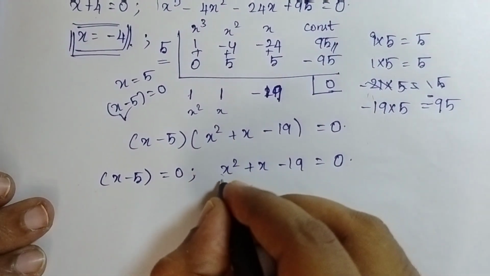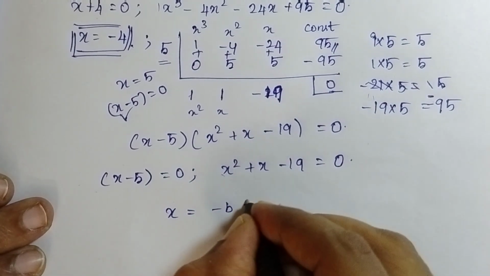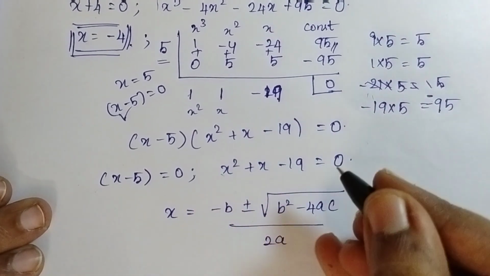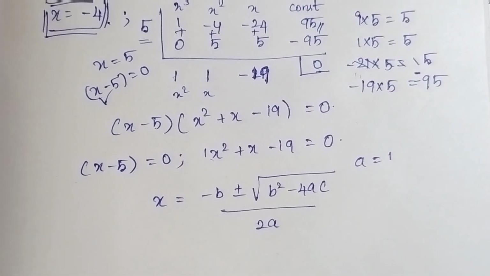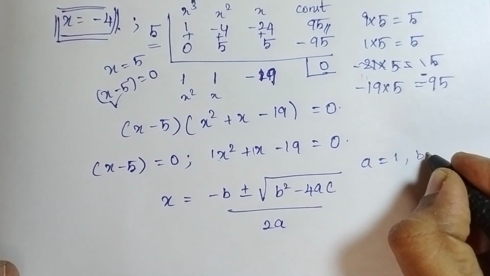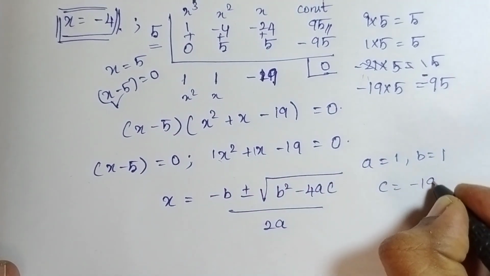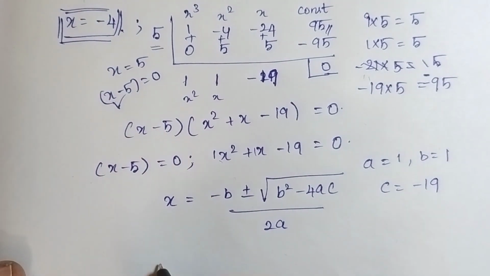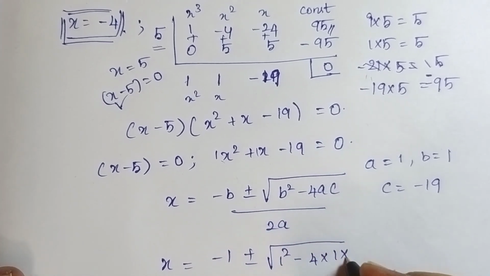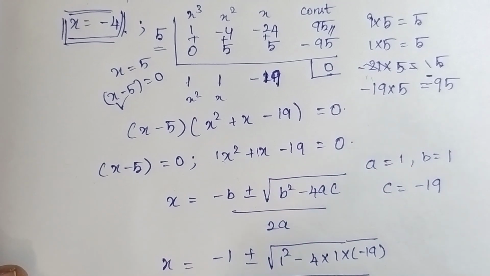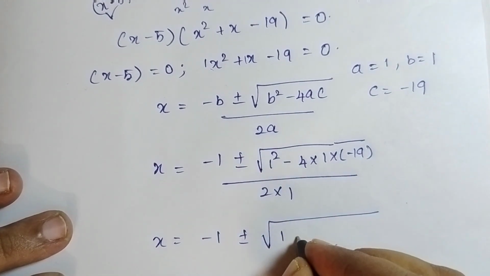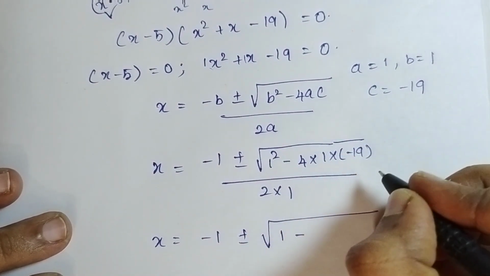So now to find the value of x, x is equal to minus b plus or minus the root of b square minus 4ac divided by 2a. From this equation I can find a is equal to 1 and b is equal to 1 and c is equal to minus 19. So just apply these values in the formula. Therefore x is equal to minus 1 plus or minus the root of 1 square minus 4 into 1 into minus 19, divided by 2 into 1. Therefore x is equal to minus 1 plus or minus the root of 1 square is 1, minus 4 into minus 19 is 76.